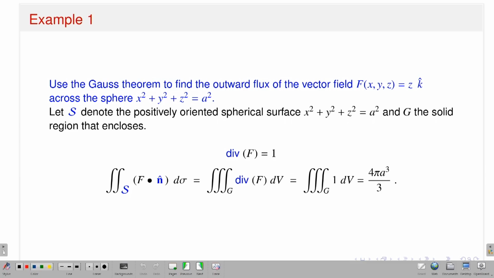In this example, I used Gauss theorem to show the outward flux of my vector field. Outward flux means the left hand side. If I have a vector field, this is the normal component of my vector field A, and if I perform this surface integral, then physically it is nothing but the outward flux of my vector field capital A across my sphere x square plus y square plus z square is equal to a square. By the divergence theorem I can write it in terms of the triple integral of the divergence. Now you can calculate the divergence, and you will end up with 4 pi a cube divided by 3.